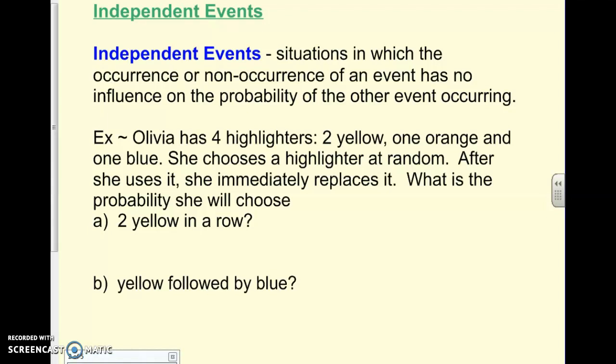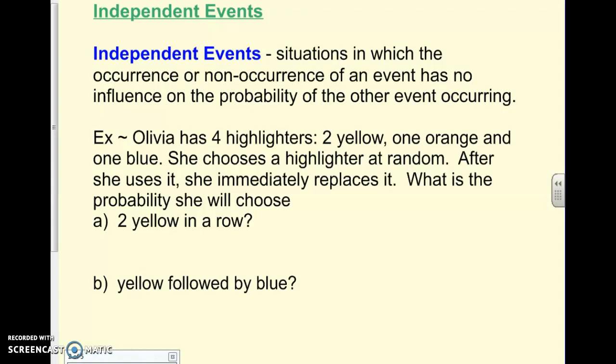Okay? So it says in this first example that Olivia has 4 highlighters. 2 are yellow, 1 is orange, and 1 is blue. She chooses a highlighter at random. After she uses it, she immediately replaces it. What is the probability that she will use 2 yellow in a row?